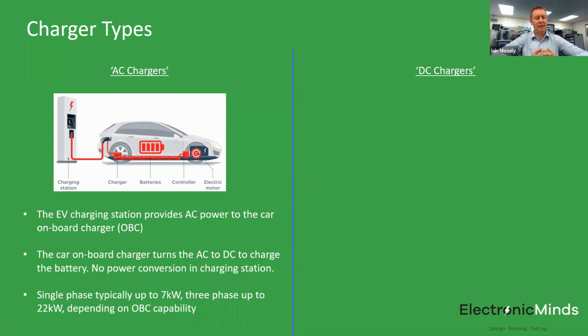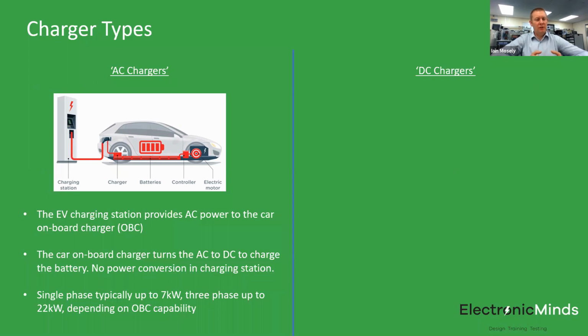And to put it in context, if you plug into a 7 kilowatt charger, then you'll put about maybe 25 miles of range onto your car for every hour that you're charging. And if it's 22 kilowatts, it's about 75 miles of range per hour of charging. So that's fairly low to medium charge rates.